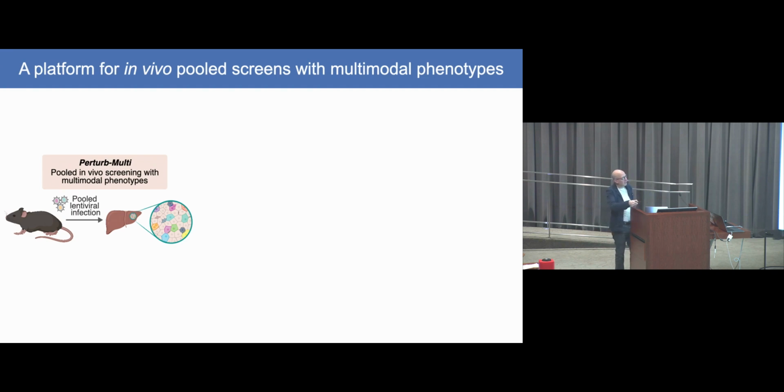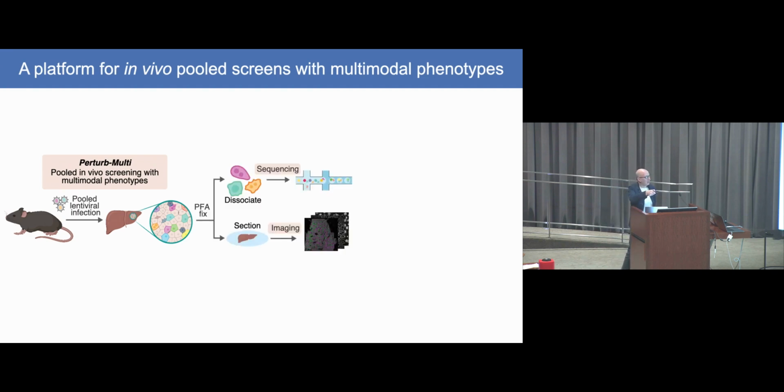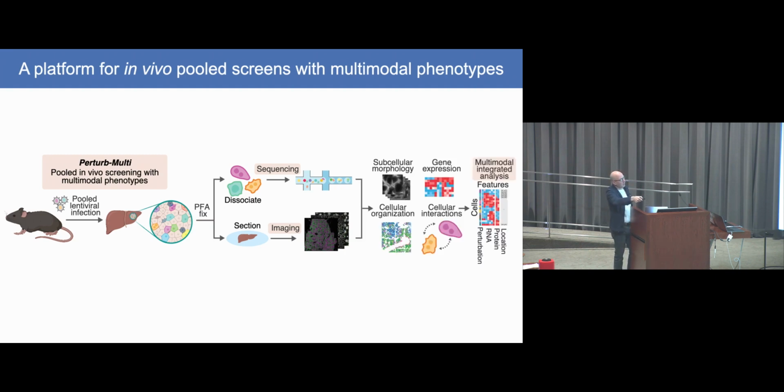And from this, we can either dissociate the cells and do a single-cell Perturb-seq experiment with a full transcriptome readout, or take sections and image, in which case you can get high-resolution images of multiple different proteins, as well as measures of the RNA and the guides. And in this way, we would get these multimodal readouts of the subcellular morphology, gene expression, cell organization, cell interactions into an integrated data set.